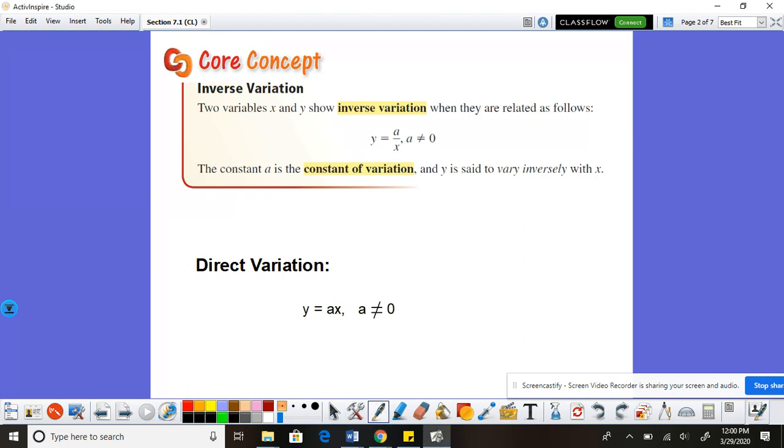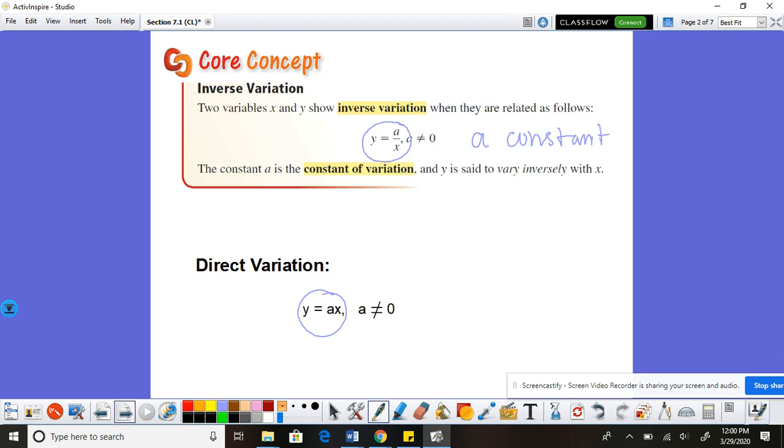Inverse variation is simply when y equals a over x, and a is a constant. Remember, we've talked in the past about something being inverses or inversely related, kind of like the opposites, the do and the undo. So once again, inverse here means opposite. Direct variation, on the other hand, is simply when y equals a times x, which should make sense.